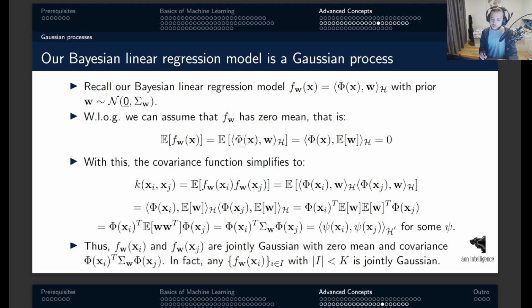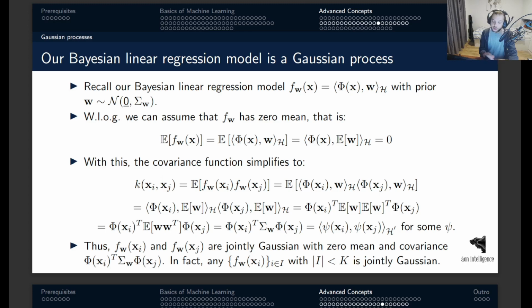But we find that the feature map observation x is a constant because x is already realized. So it's not a random variable anymore, but w is, right? So we have this expression here. The inner product of the feature map observation x and the expectation of our parameter vector w is 0. And we make this assumption to simplify the following calculation.